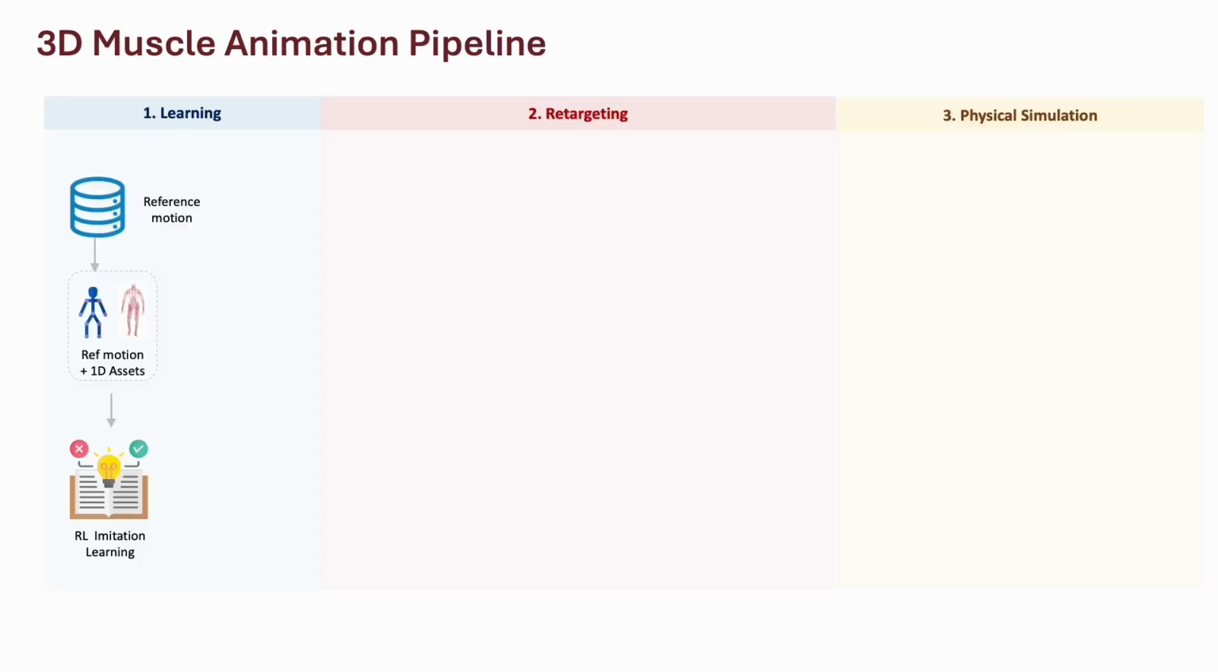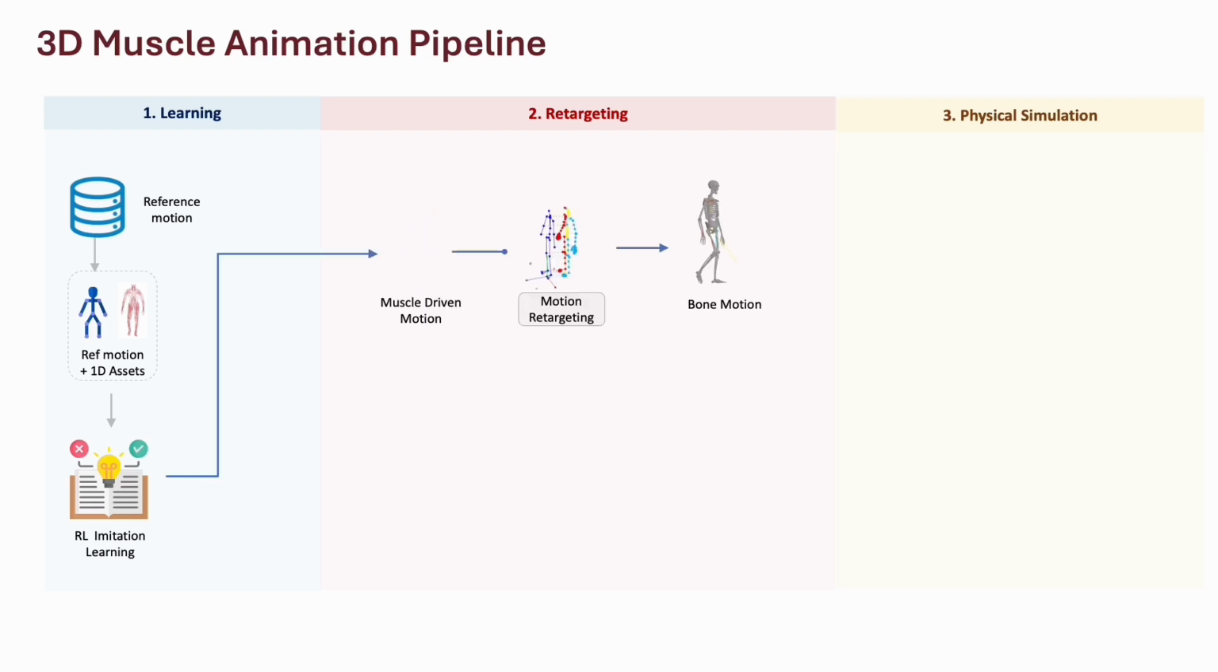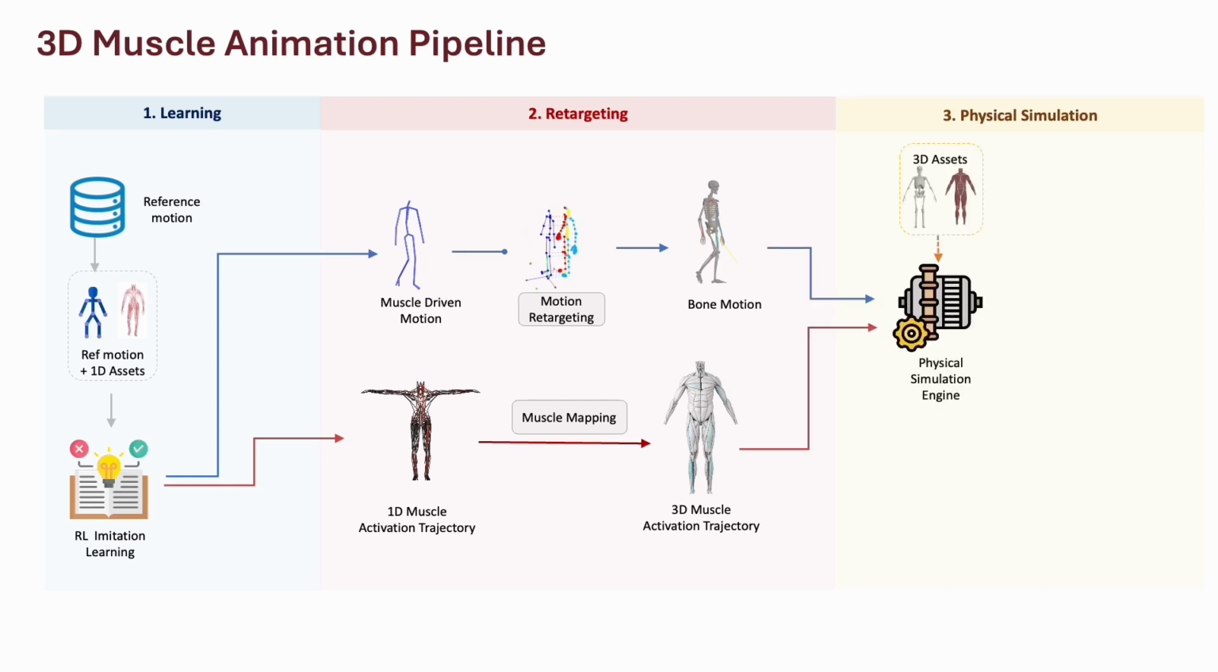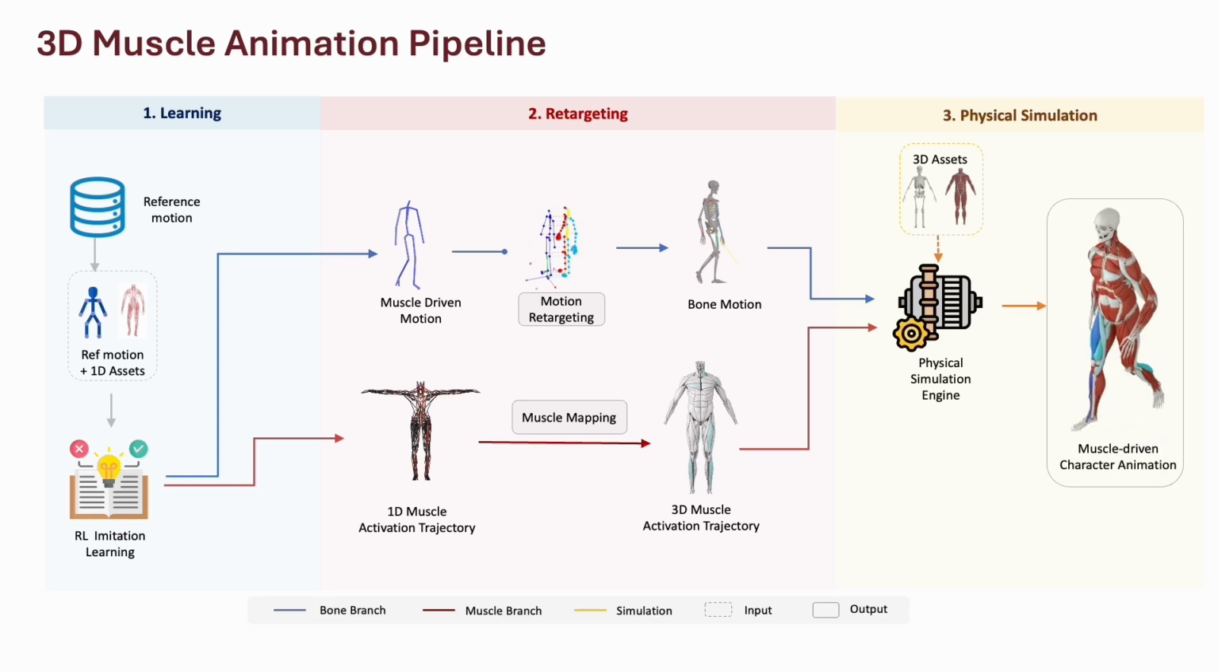Here is the pipeline. The input is a reference motion and a one-dimensional musculoskeletal asset. Reinforcement learning searches for the activations that reproduce it, giving muscle-driven motion. The upper branch takes the bone motion and retargets it onto the 3D skeleton. The lower branch takes the 1D muscle activation trajectory and maps it onto the corresponding 3D muscles. The two meet in our XBBD solver, which produces the final volumetric animation. The same Hill-type law governs both stages, so the deformation follows the dynamics that produce the motion.